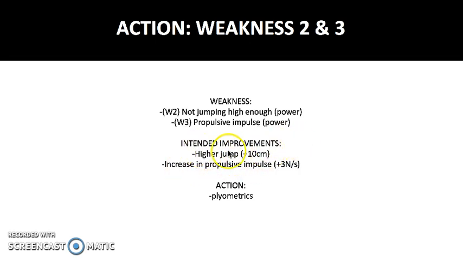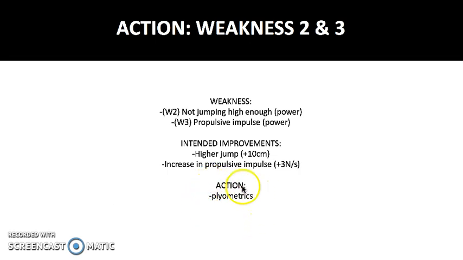So obviously we want to improve a higher jump and we want to increase that propulsive impulse. So I'll set a general target for the performer. I'd like them to actually increase their height by 10 centimetres, and we'll see how we measure that later on. And I'd also like them to increase their propulsive impulse by 3 newtons per second. And how we're going to do this is actually by using plyometric training.